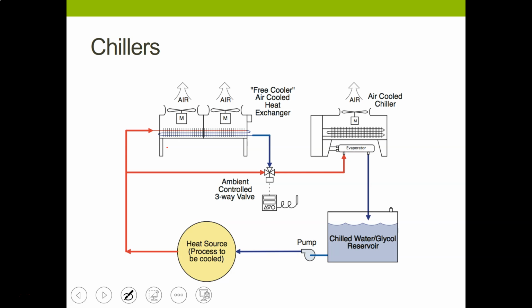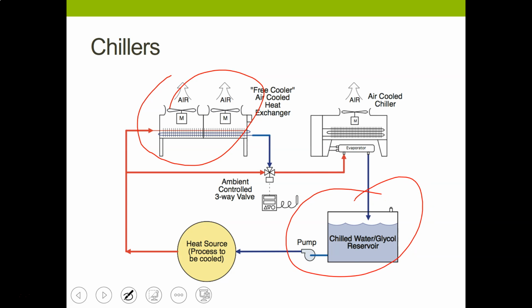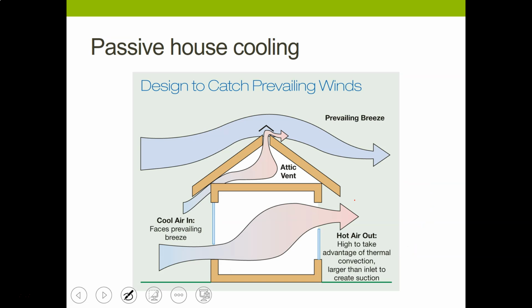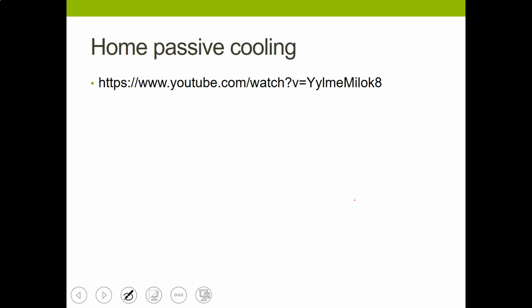Chillers, this is the concept of chillers and how things work when we evaporate air and liquid, absorb the heat and put it back into a reservoir of water. Passive cooling of a house, how it works with the wind. And here's some video about home passive cooling if you would like to learn more about that system.